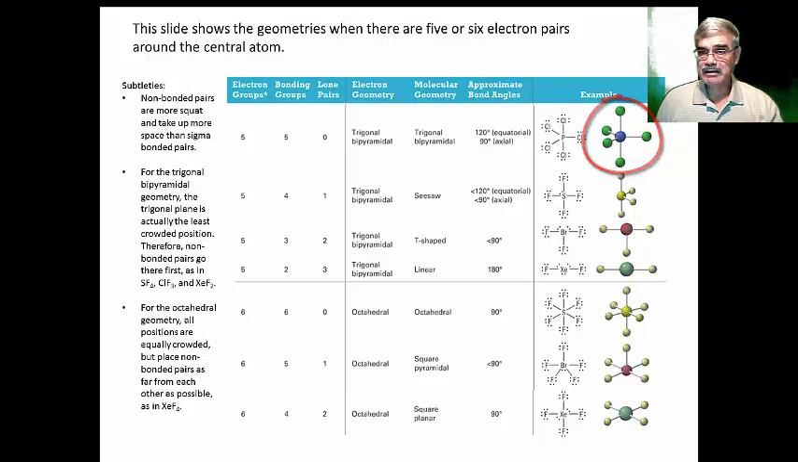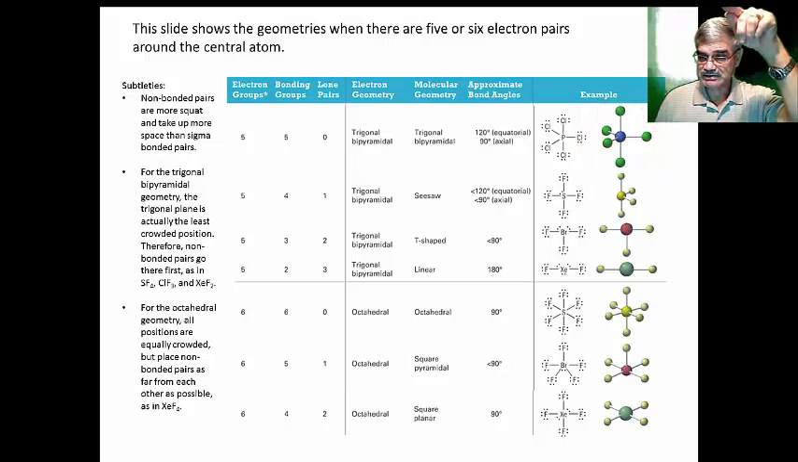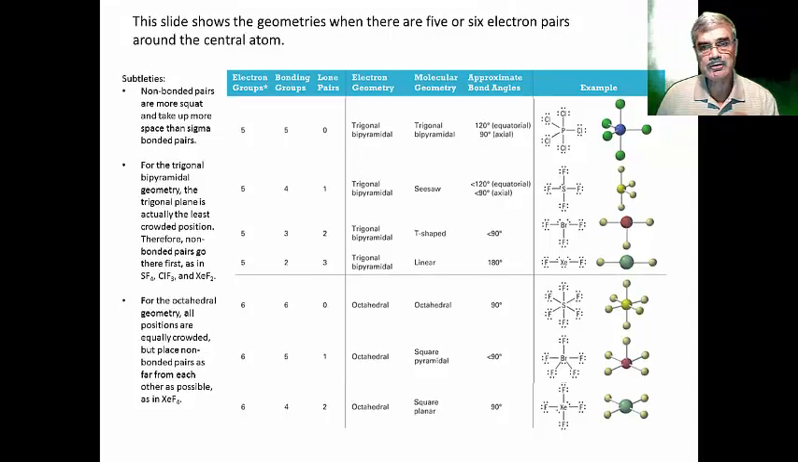And there, the bond angle between an axial position, let's say the top position, and the trigonal plane is 90 degrees, and the bond angle between any 2 trigonal plane atoms, chlorides in this case, is 120 degrees.